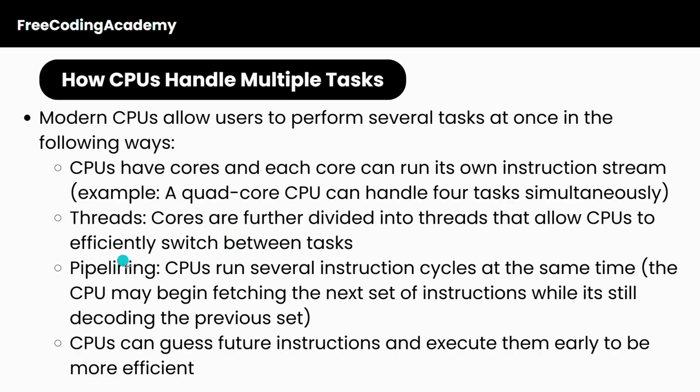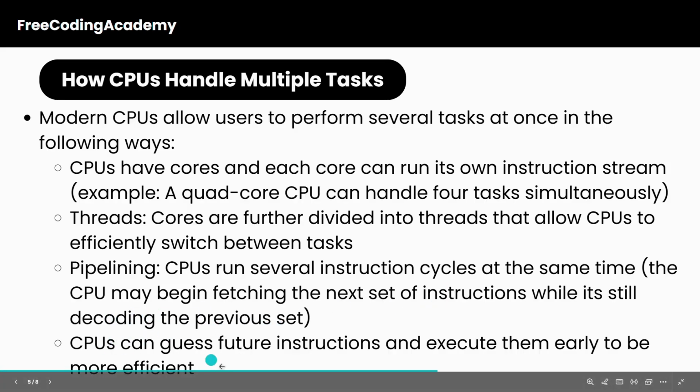Next, they use something called pipelining, and this is when CPUs run several instruction cycles at the same time. So for example, the CPU may begin fetching the next set of instructions while it is still decoding the previous set. CPUs can also guess future instructions and execute them early to be more efficient.